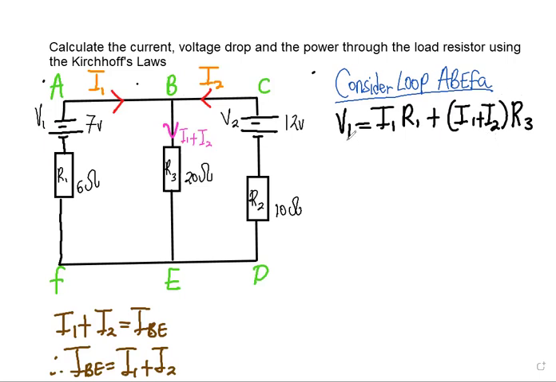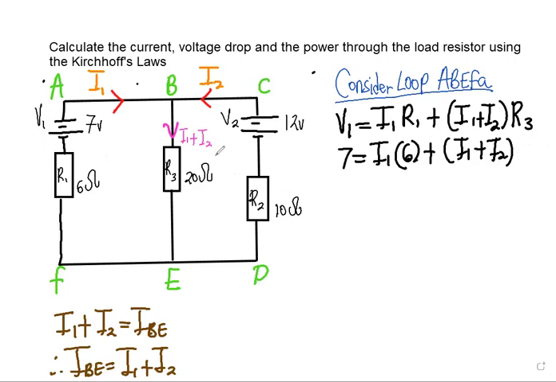Now we can write it as V1. We know that here we have 7 volts. We're going to say 7 is equal to, remember we are looking for I, so it will be I1 right here, and then multiplied by, when you check resistor number 1 here, we're given 6, so I'm going to say 6, plus I1 plus I2 multiplied by our resistor number 3.